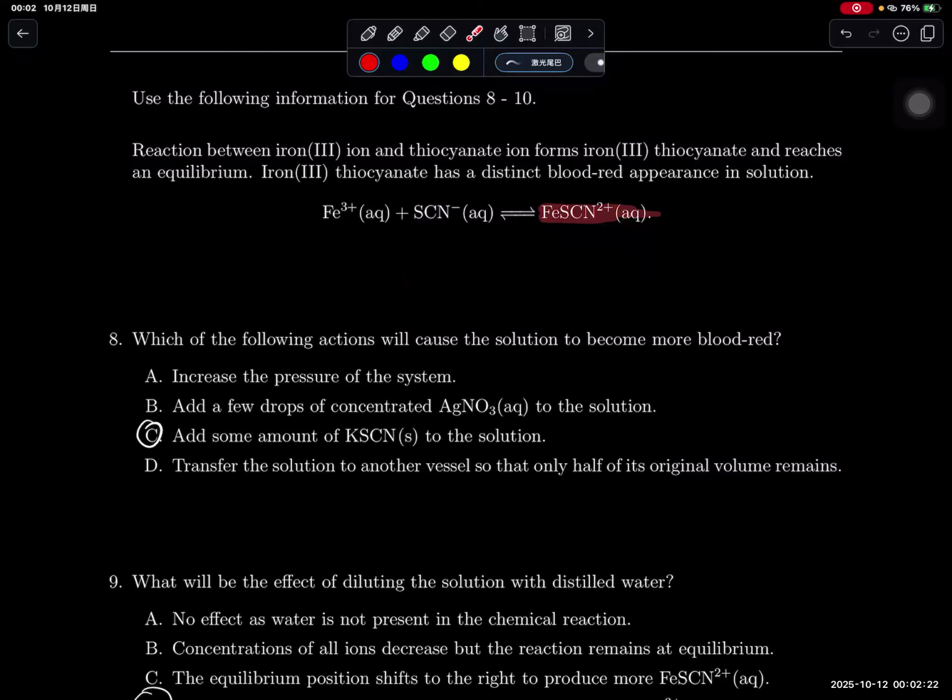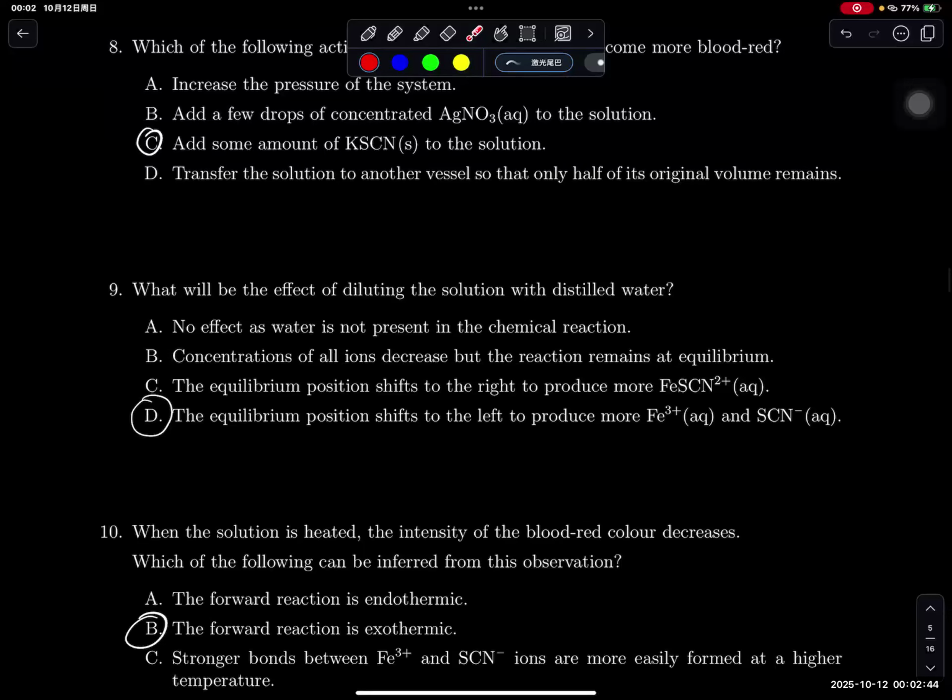So the right answer will be C, because if you add KSCN, potassium thiocyanate salt, this will dissolve and further increase the concentration of that. Therefore, by Le Chatelier's principle, the system shifts to the right. Therefore, you reduce the concentration of that, but you end up producing more of this blood red complex. So C is the right answer.